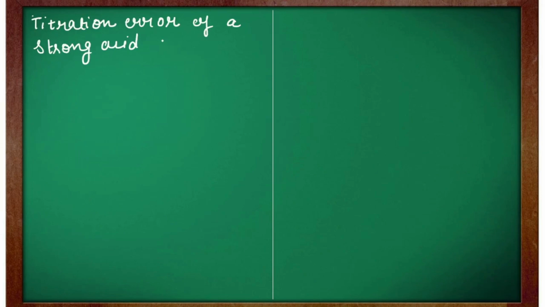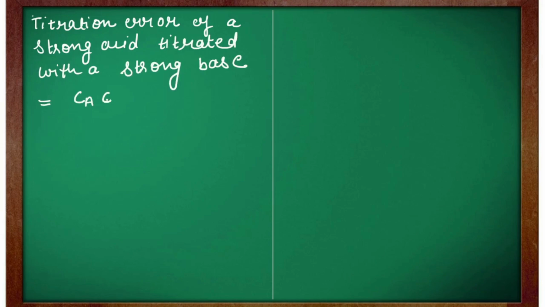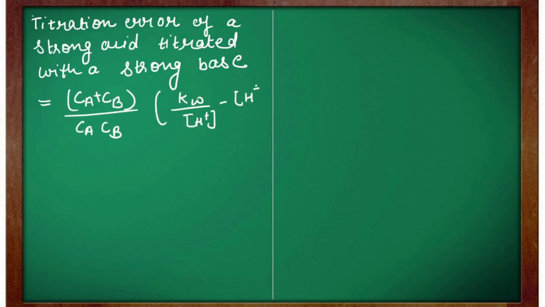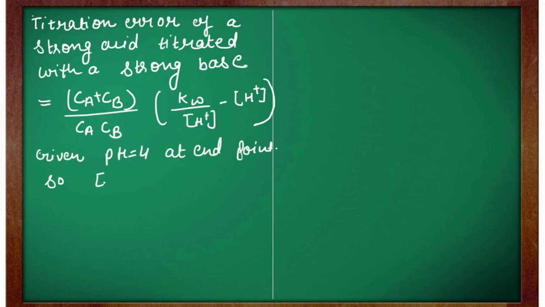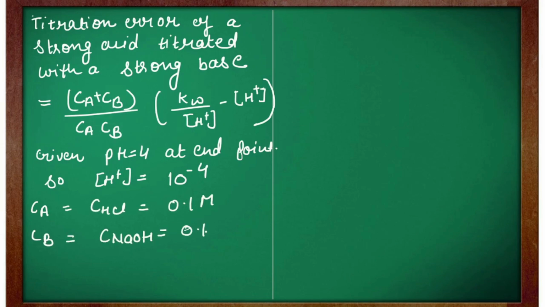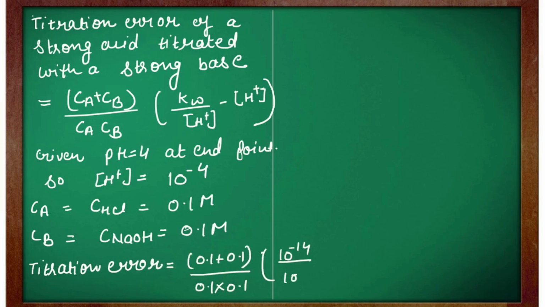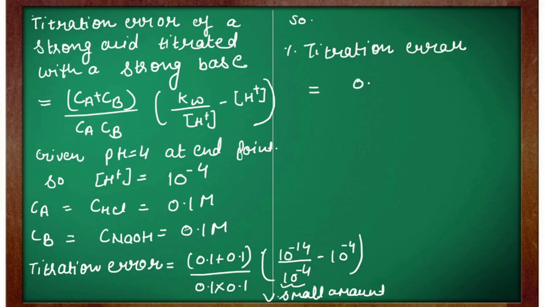Titration error of a strong acid titrated with a strong base is equal to the sum of concentration of acid and base divided by concentration of acid and base, and the whole value is multiplied by Kw divided by hydrogen ion concentration minus hydrogen ion concentration. Given hydrogen ion concentration is 10 raised to power minus 4. After putting all the values and ignoring the small value in comparison to the large value, we get the percent titration error value. Percent titration error is minus 0.2%.